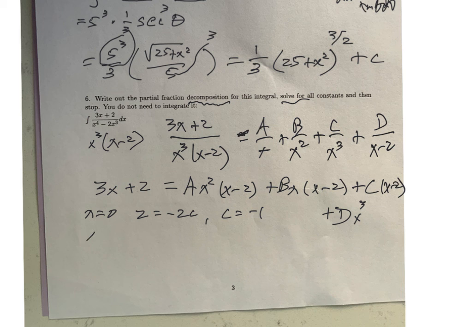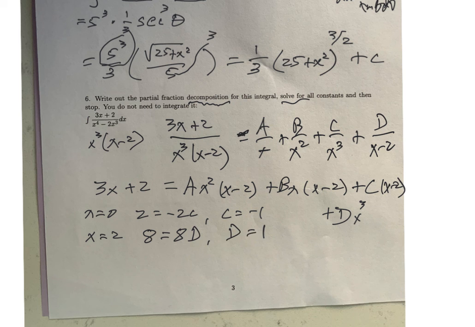And then we can plug in 2 and make some progress. I get 8 on the left: 3 times 2 is 6, plus 2 more. And then the first 3 terms go away, because plugging in 2, we're multiplying by 0. And then I get 2 cubed, which is 8. So D equals 1.